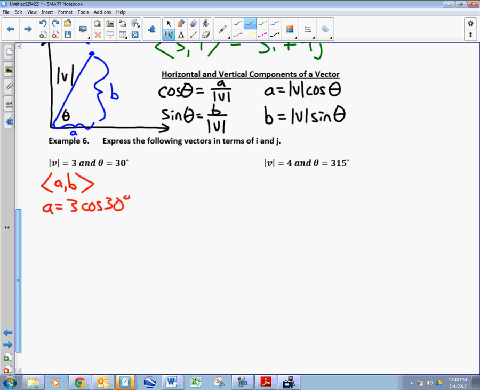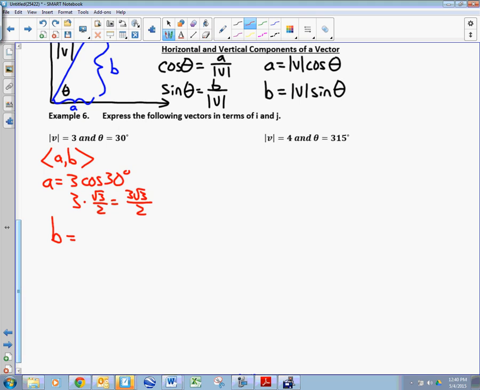Is there an exact value for cosine of 30? Yeah, it's the square root of 3 over 2. So we get 3 roots of 3 over 2. And then for b, what we have is 3 times the sine of theta, and theta is 30 degrees. Three times 1/2, 3 over 2.